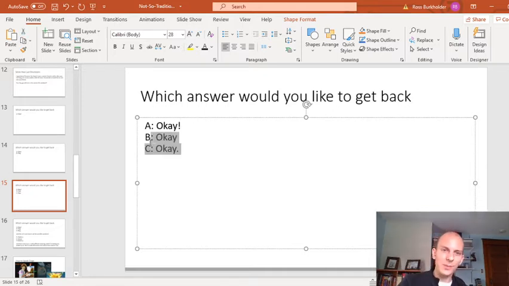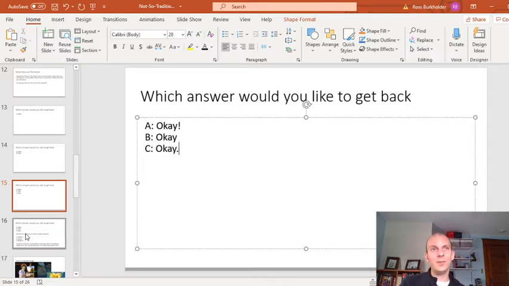But this distinction between B and C fascinates me. Why is the periodless one not great, but the period one is terrible? Like, we might need to talk if you send me a text like that, right? There's a difference, and I hope you can see that.